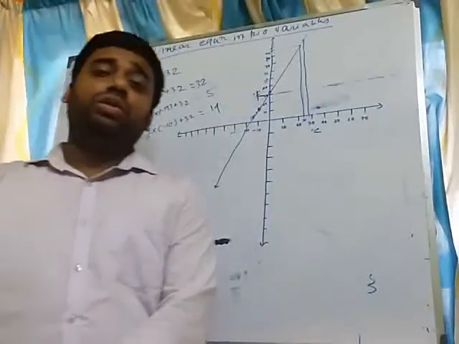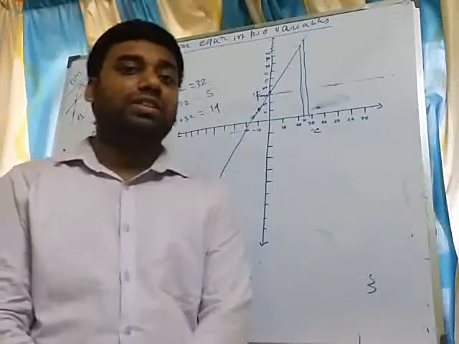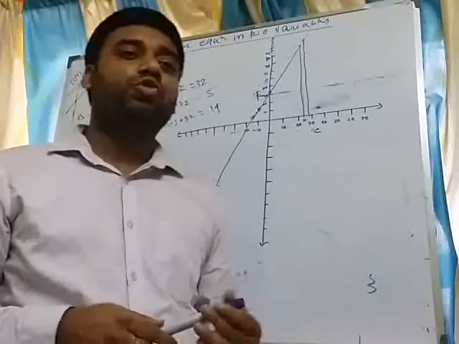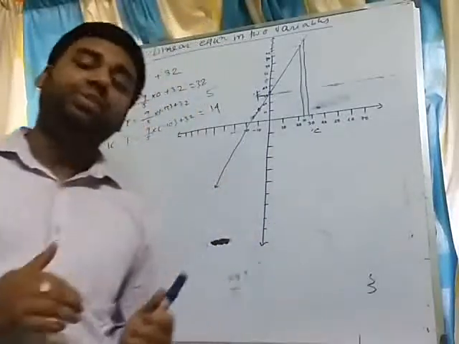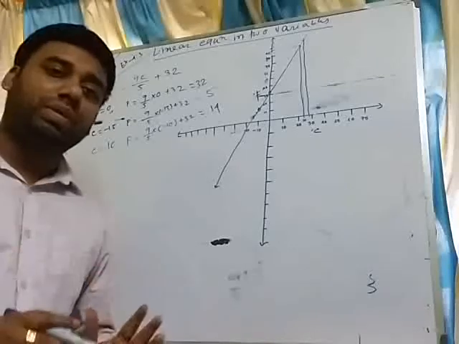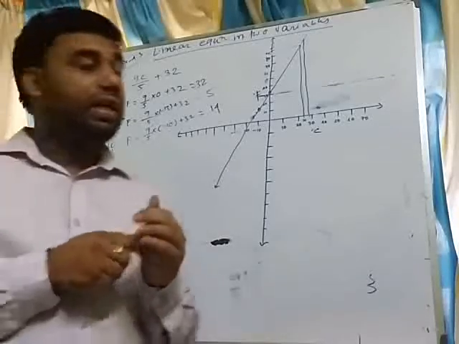Students, today we will continue exercise number 4.3 of class 9, chapter 4, that is linear equations in two variables. In the previous video we solved the sums up to 6. In this video we will solve sums number 7 and 8. First we solve sum number 8, then we will go for sum number 7.